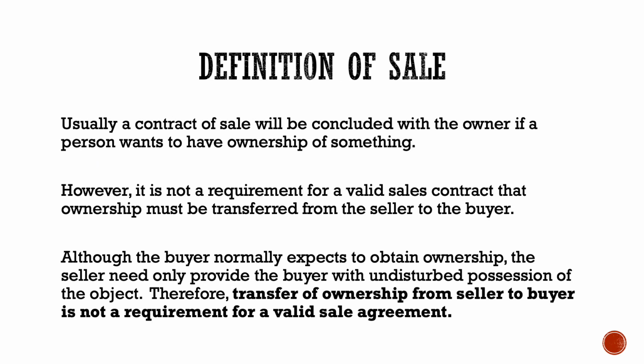Okay, so the definition of a sale. Usually a contract of sale will be concluded with the owner if a person wants to have ownership of something. However, it is not a requirement for a valid sales contract that ownership must be transferred from the seller to the buyer. Although the buyer may normally expect to obtain ownership, the seller only needs to provide the buyer with undisturbed possession of the object. Therefore, transfer of ownership from the seller to the buyer is not a requirement for a valid sale agreement.